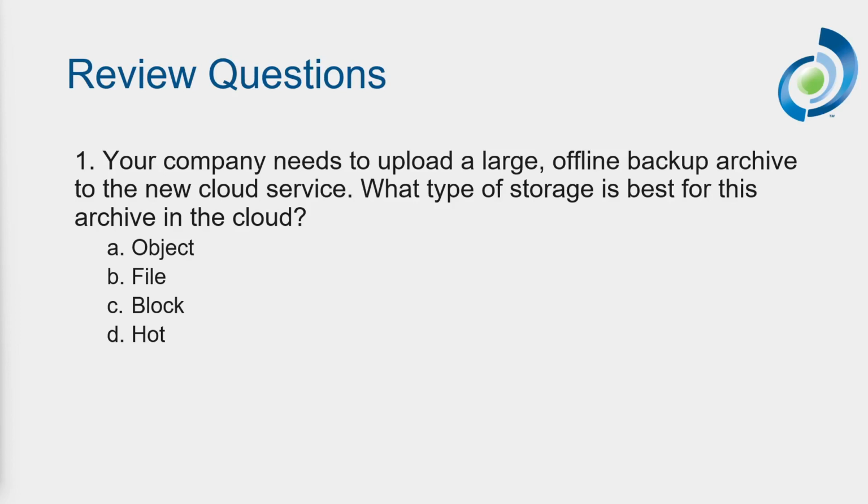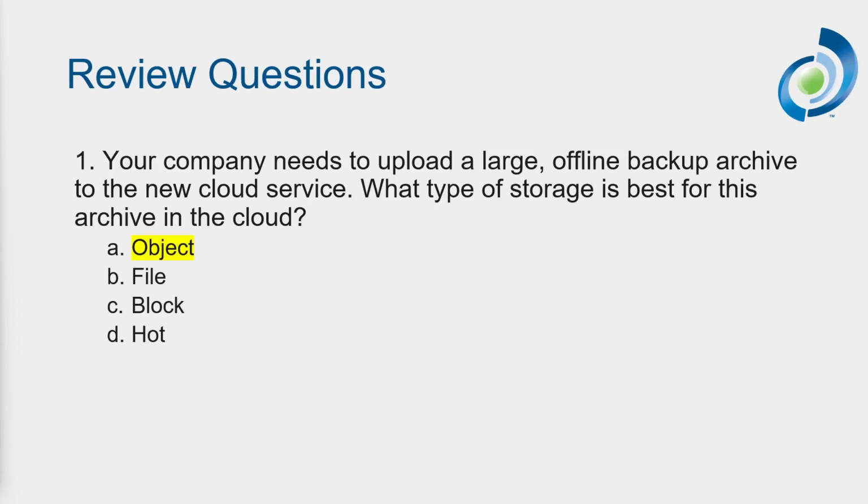So your company needs to upload a large offline backup archive to the new cloud service. What type of storage is best for this archive in the cloud? Well, in this case, it's object. So object level storage is a very simple storage. As a matter of fact, Amazon refers to it as simple storage service, S3.